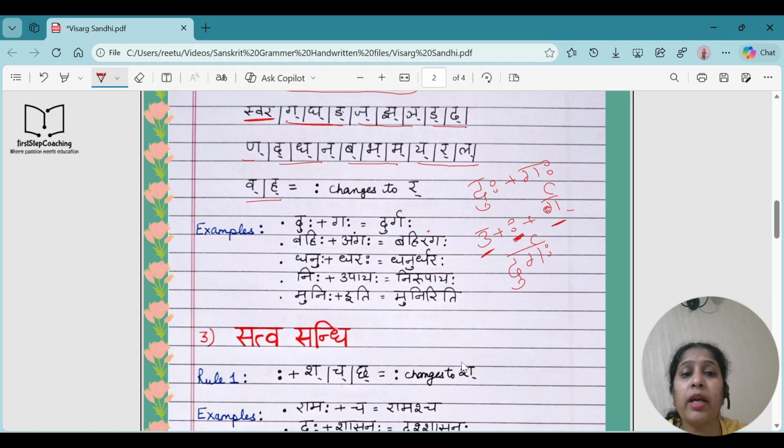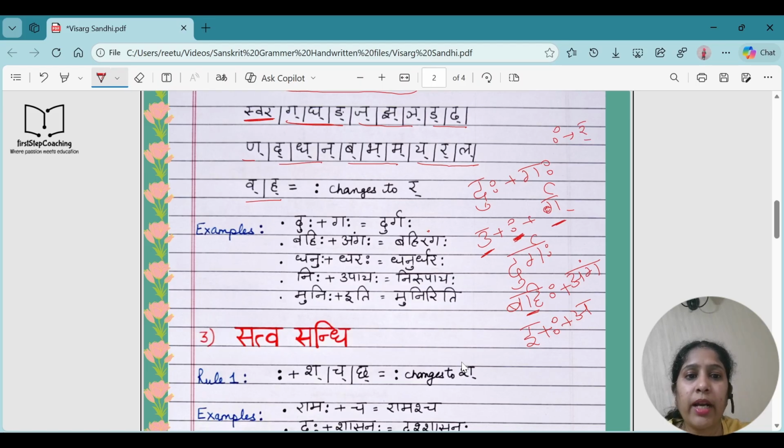Now, if it is going to be a vowel, then what will happen? Suppose you have this one: bahi plus angaha. So now what did you see? It is ending with a choti i ki matra, right? Plus visarg and plus a, which is any swar. So it is satisfying the rule for Rutva Sandhi, right? That means the visarg should change to ra, half ra.